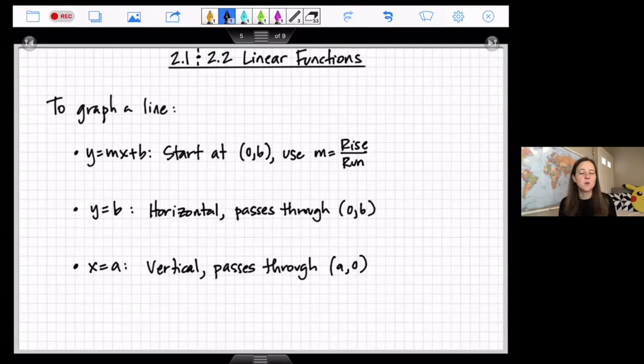To graph those, we're going to start off at the y-intercept, whatever that number b is, and then we'll use the fact that the slope is the rise over run to find another point. 2 points on a line, you're ready to graph it. If the equation just looks like y equals a number, we're going to know that that's a horizontal line. We just have to find that number, draw a horizontal line at that y tick mark. Likewise, with x equals a number, that's going to be our vertical line. We're going to find that number on the x-axis and draw a vertical line through it.